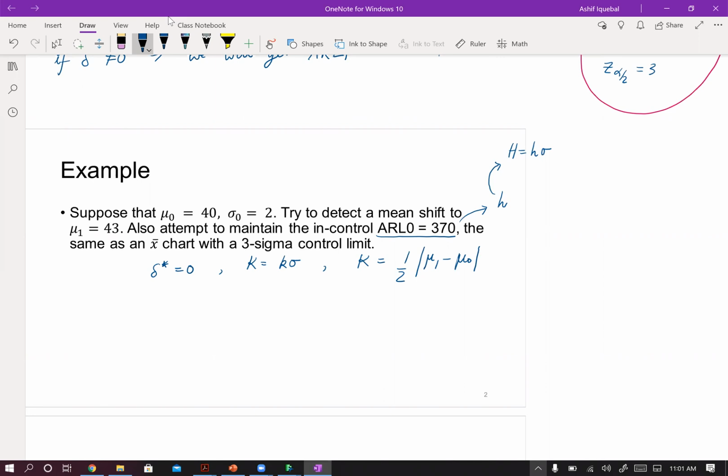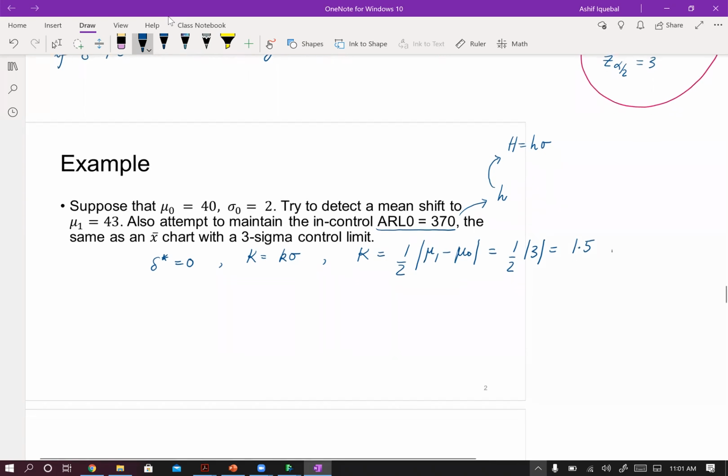All right. So if we calculate the value of capital K, this will be 1 by 2 times 43 minus 40, which is 3, and this will turn out to be 1.5, right? And if I know the value of capital K, I can find out the value of small k. Small k in this case will be equal to 1.5 divided by sigma naught, which is 2, and this will be equal to 0.75.